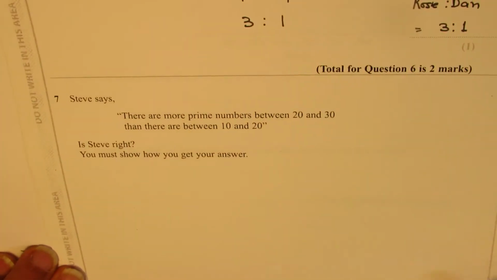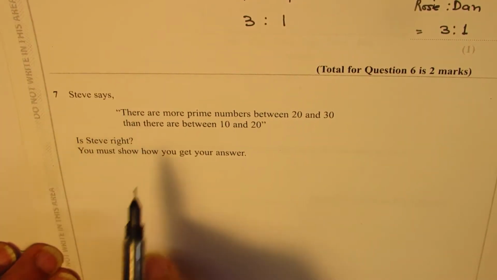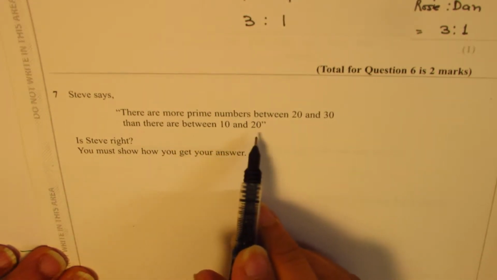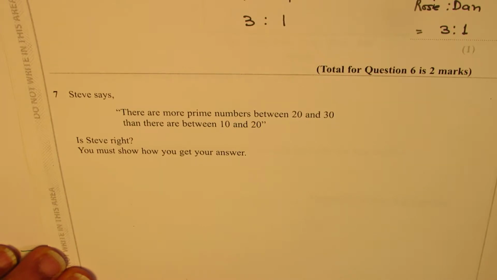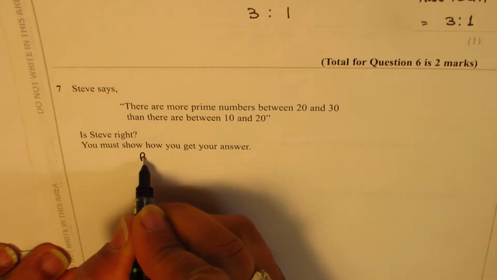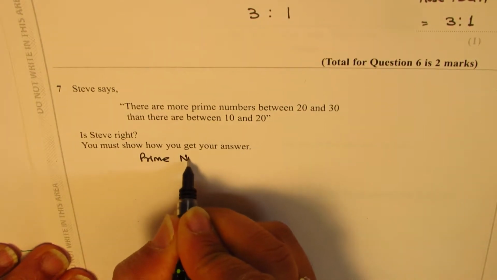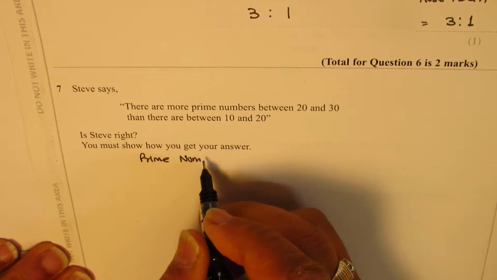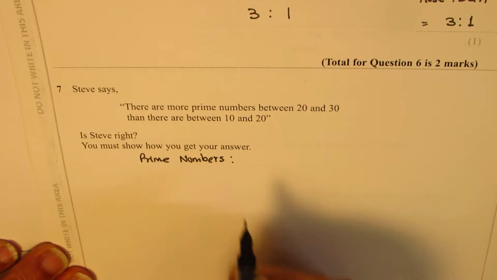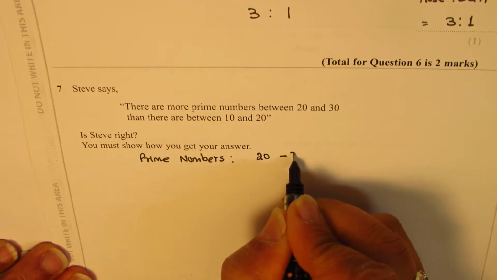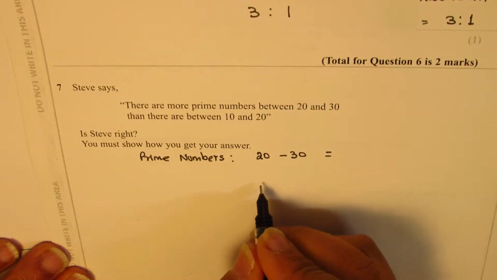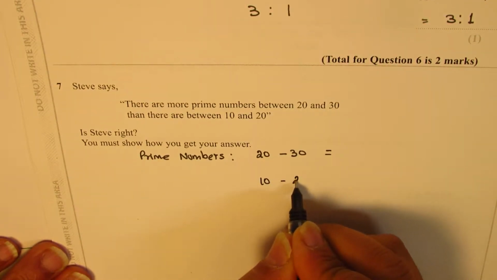Now let's look into question number 7, which is: Steve says there are more prime numbers between 20 to 30 than there are between 10 to 20. Is Steve right? You must show how you get your answer. Well, let's just write down the prime numbers. Prime numbers are numbers which have only two factors, the number itself and 1, right? So let's write the prime numbers between 20 and 30, and also the prime numbers between 10 and 20.